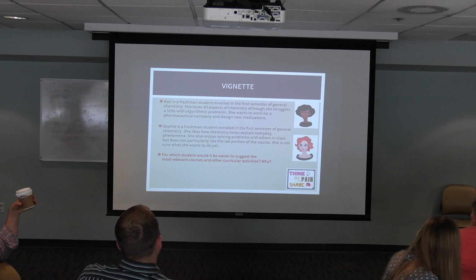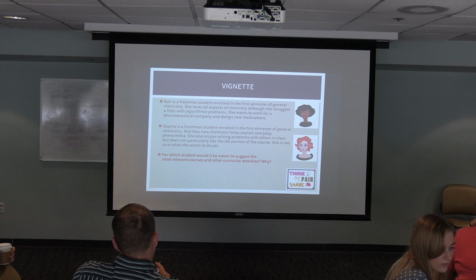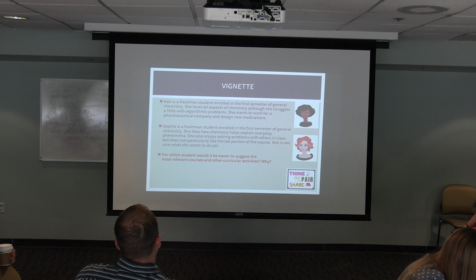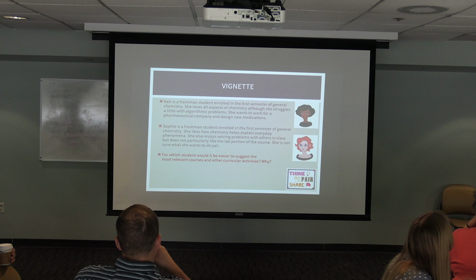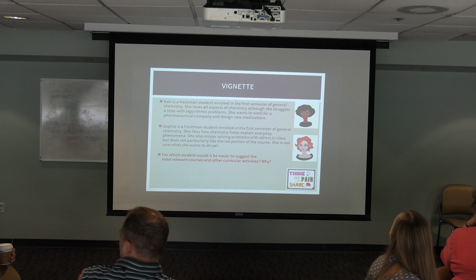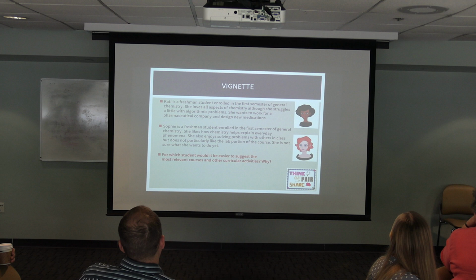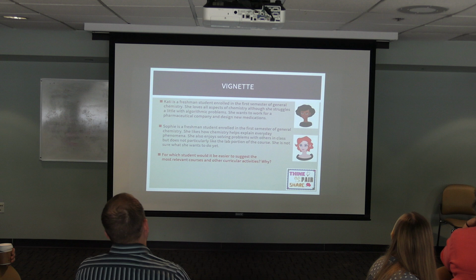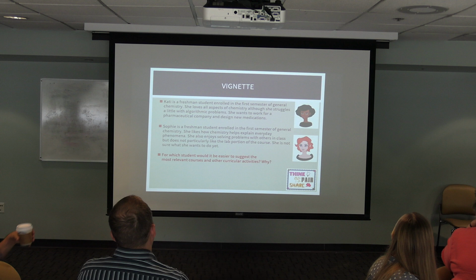What we see here are two hypothetical students, Katie and Sophie. Katie is a freshman student enrolled in the first semester of general chemistry. She loves all aspects of chemistry, although she struggles a little with algorithmic problems. She wants to work for a pharmaceutical company and design new medications. Sophie is a freshman student enrolled in the first semester of general chemistry. She likes how chemistry helps explain everyday phenomena. She also enjoys solving problems with others in class, but she does not particularly like the lab portion of the course. She's not sure what she wants to do.